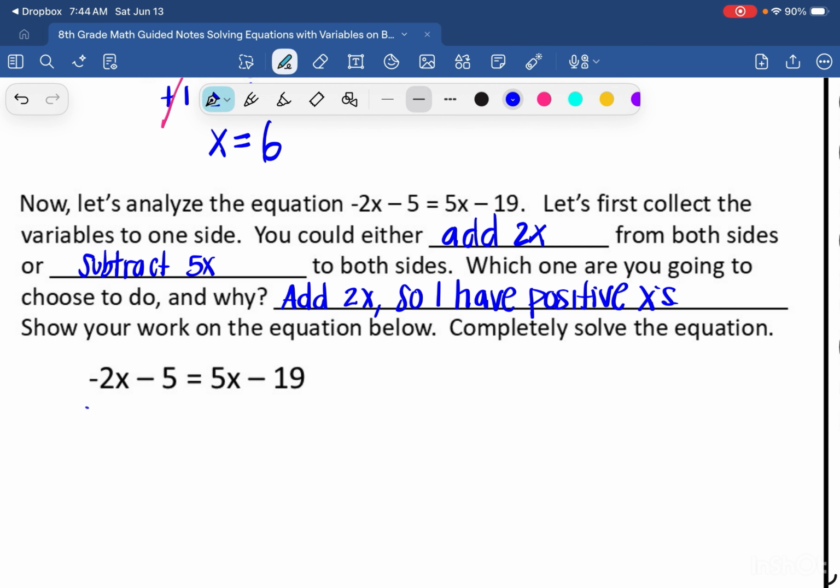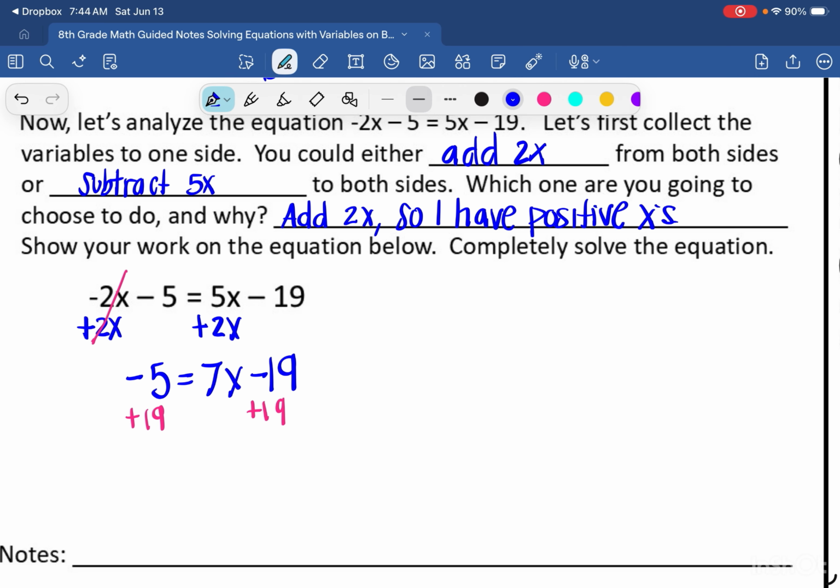So I chose to add 2x to both sides. Negative 2x plus 2x will cancel. So I have negative 5 equals 5x plus 2x is 7x minus 19. Now I'm going to add 19 to both sides. That gives me negative 5 plus 19 is 14 equals 7x.